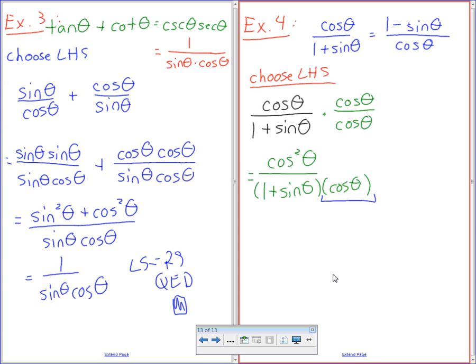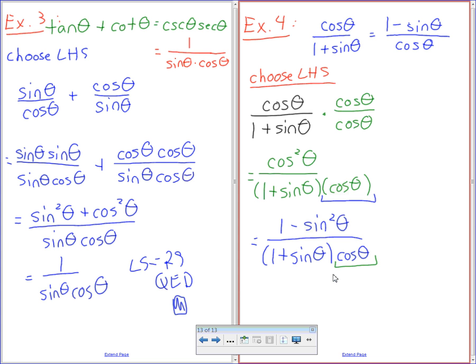1 plus sine I can't do anything with. I can do something with cos squared. What does cos squared change into? So we're left with 1 minus sine squared theta all over 1 plus sine theta times cosine theta. Once again, I'm not touching that cosine because that's what we want. It looks like we're getting close, and we are getting close.